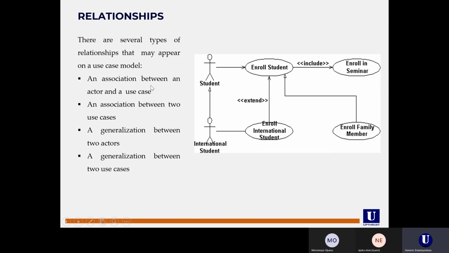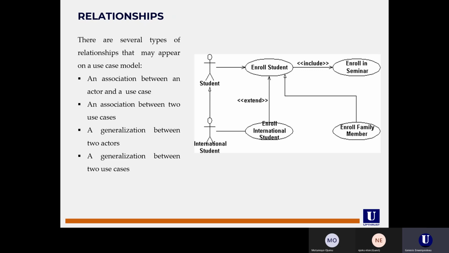Now, an association between an actor and a use case is one of the relationships we have. Another relationship we have is an association between two use cases. That association between two use cases is what we divide into include and extend. For include, see it as, for example, when you are creating an account, we must verify our email so that our account creation can be complete.